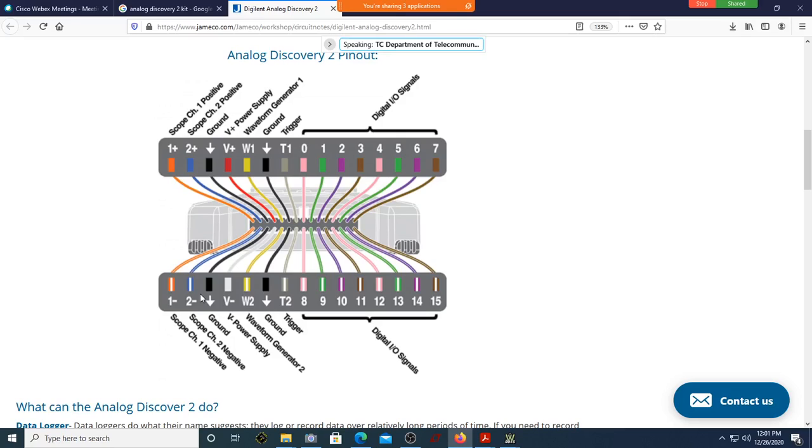Now out of that, if you can see, it starts from 1 plus, 2 plus, and then there is a ground, and there is a W1, again ground, T1 0 to 7, and then 1 minus, 2 minus, ground, V minus, W2, ground, T2 8 to 15. Am I correct? Just read out what is there in channel 1 plus. What is that 1 plus?